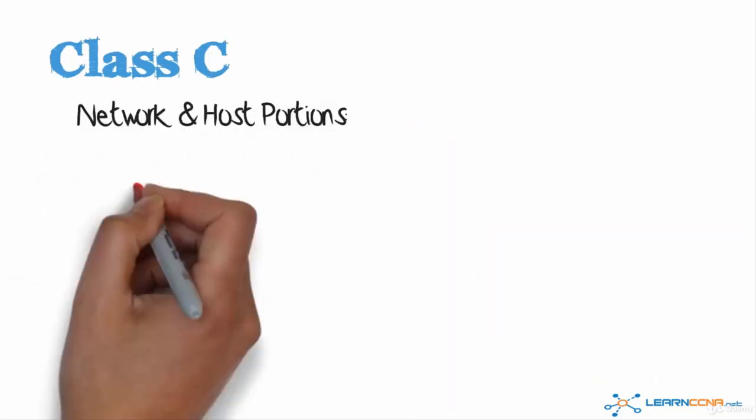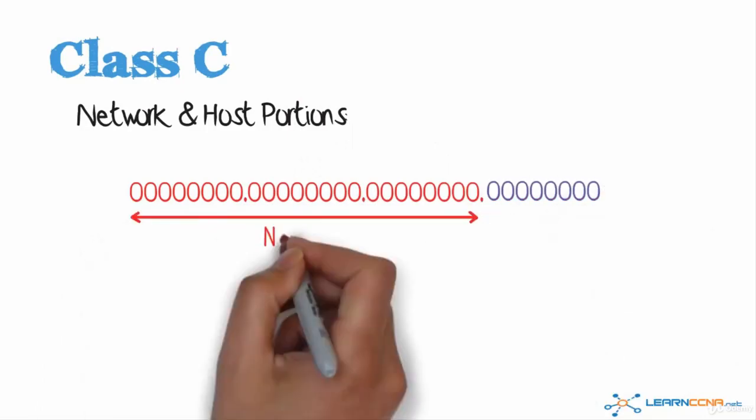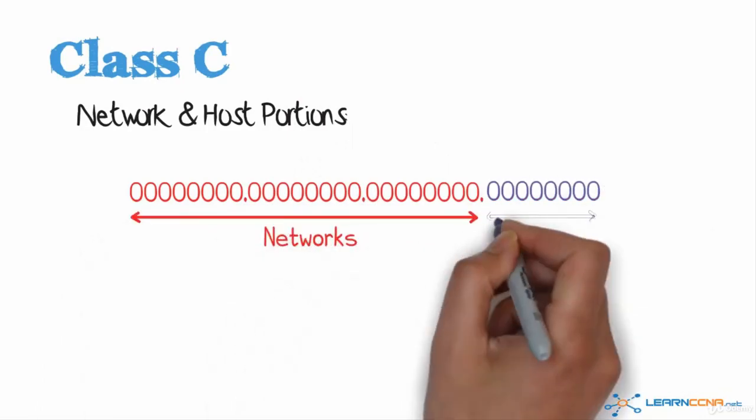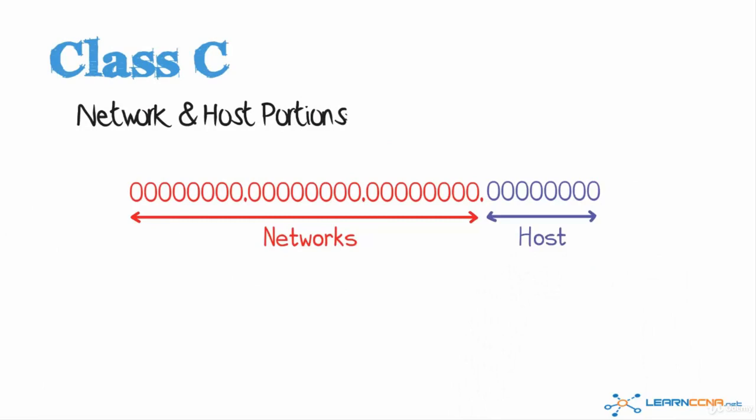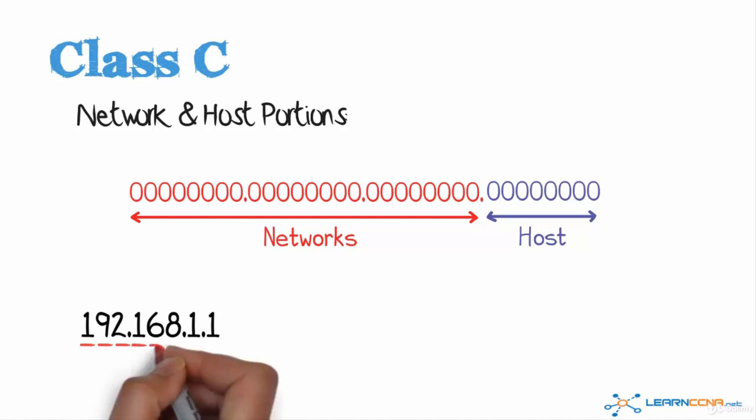In Class C addresses, the first 24 bits is network. The last 8 bits is host. So for an address of 192.168.1.1, we know that this is a Class C address because the first octet is in the range 192 to 223. So we have a Class C address, which means that the first 24 bits is network, and the last 8 bits or octet is the host portion of the address.